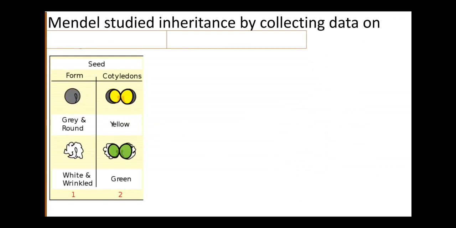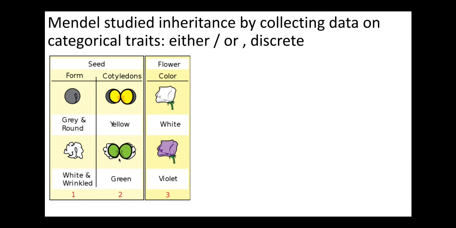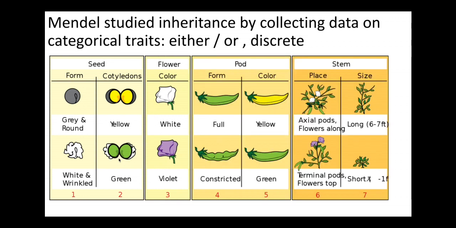This is in contrast to the types of traits, the type of data collected by Gregor Mendel. Gregor Mendel studied inheritance by collecting data on what we call categorical traits. These are traits or the type of data that are either or discrete. We might call them binary. So he, for example, collected data on seeds, and they were either gray and round or white and wrinkled. Seeds were either yellow or green, white or violet, and so forth.